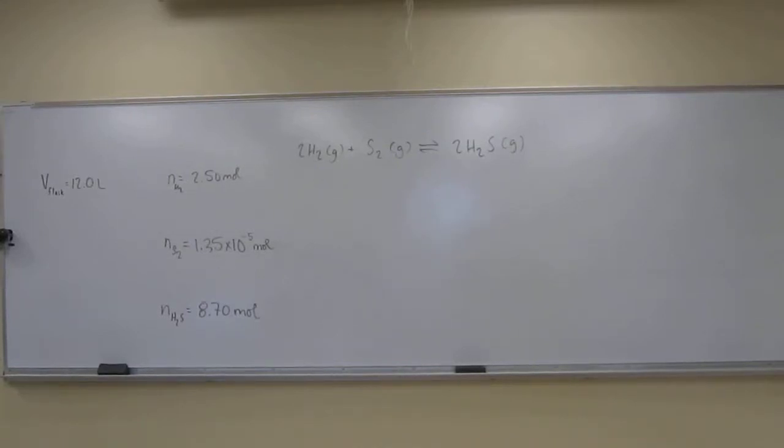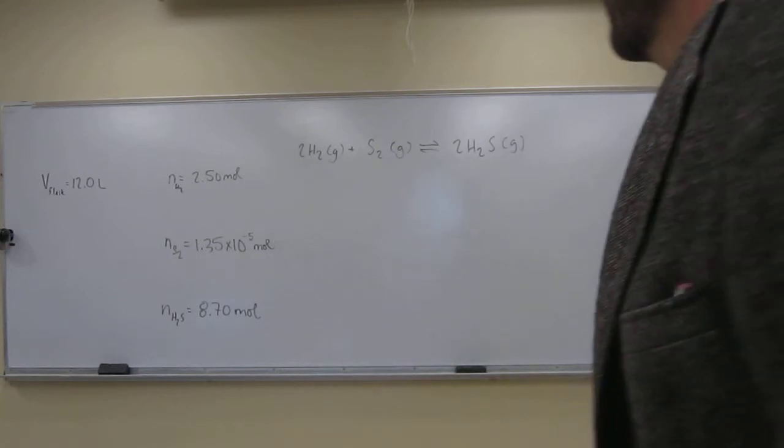So let's try this one, equilibrium constant problem. It says, consider the following equilibrium process at 700 degrees Celsius. And then it shows the chemical equation. Analysis shows that there are 2.50 moles of hydrogen, 1.3 times 10 to the negative fifth moles of sulfur, and 8.70 moles of hydrogen sulfide present in a 12-liter flask. Calculate the equilibrium constant for the reaction.